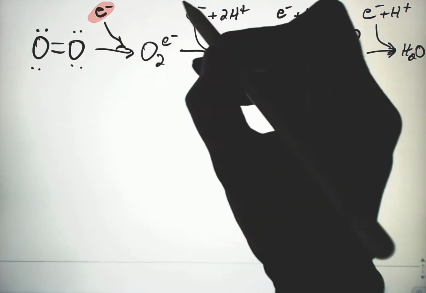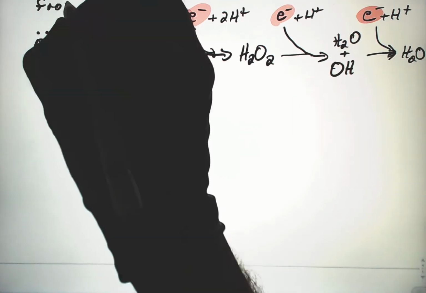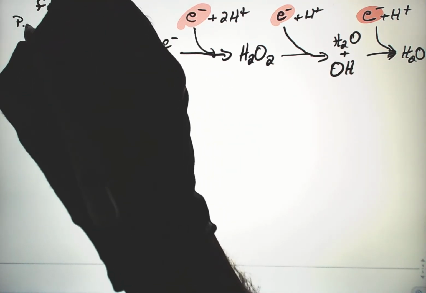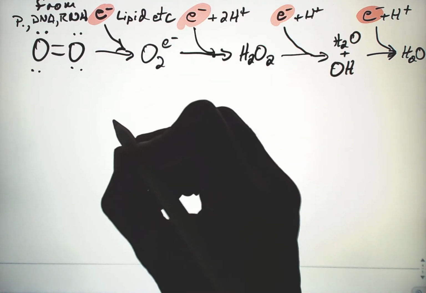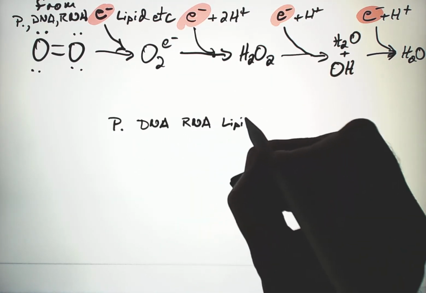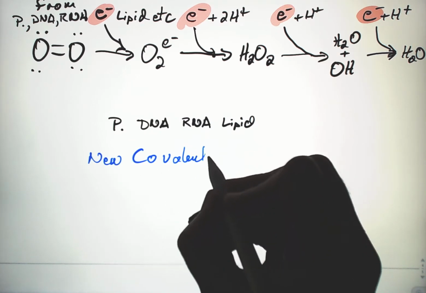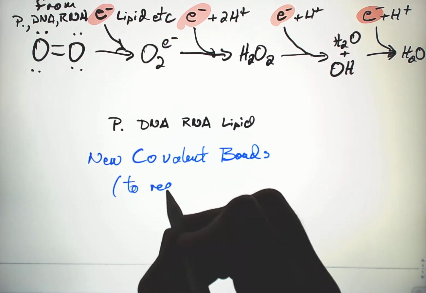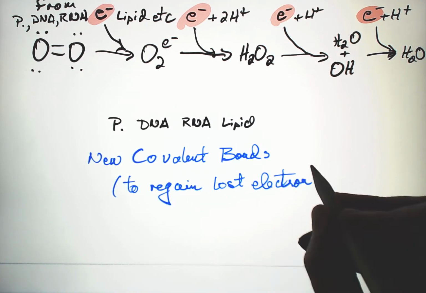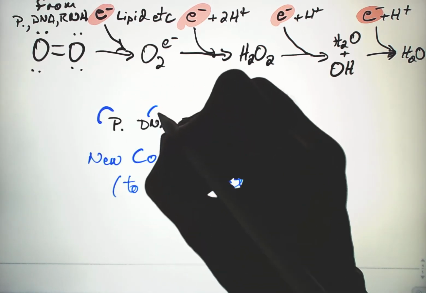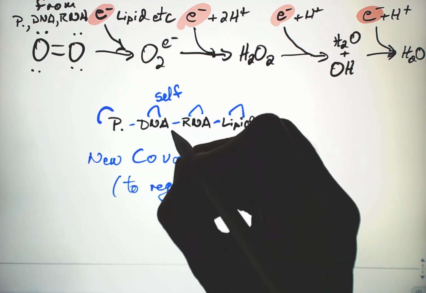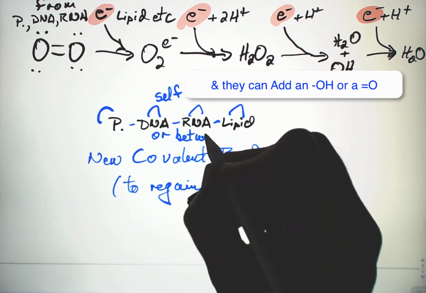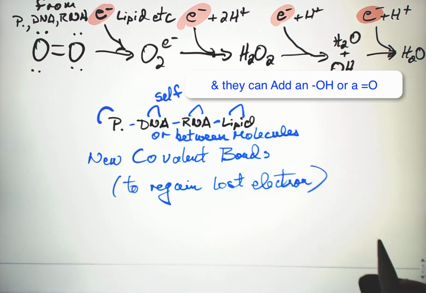So it's these electrons, these stolen electrons from peptides, DNA, RNA, lipids, that cause the damage. In each case, these molecules may form new covalent bonds. They're doing so to regain that lost electron. They can form bonds with themselves, proteins, DNA, RNA, or lipids. They can also form bonds with other molecules. In any of these cases, we can change function and cause damage.